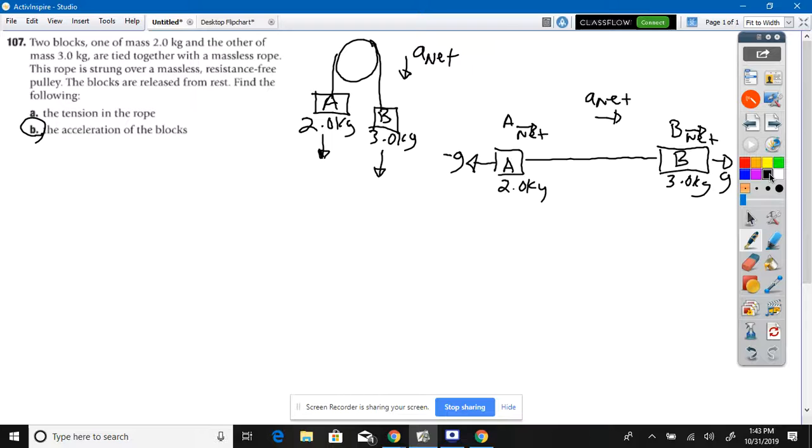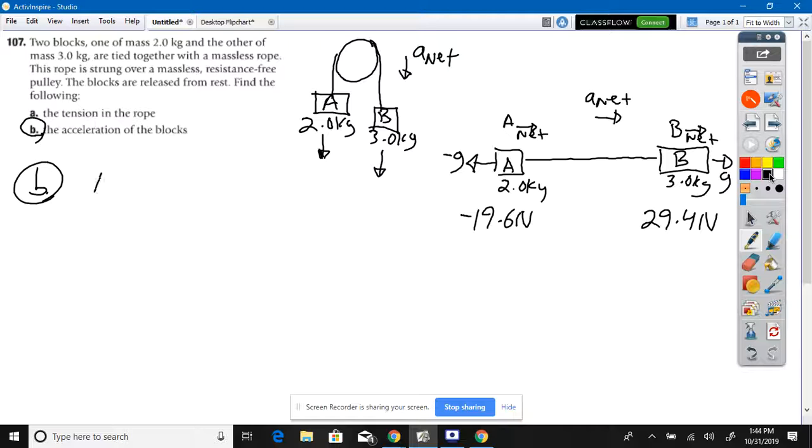Gravity times 2.0 kilograms. What's that? You guys calculate. Negative 19.6, so you've got negative 19.6 newtons this way. 3.0 kilograms times gravity is 29.4. Good. Now that's just from gravity, so we need to find a net acceleration. We're going to do part B first.